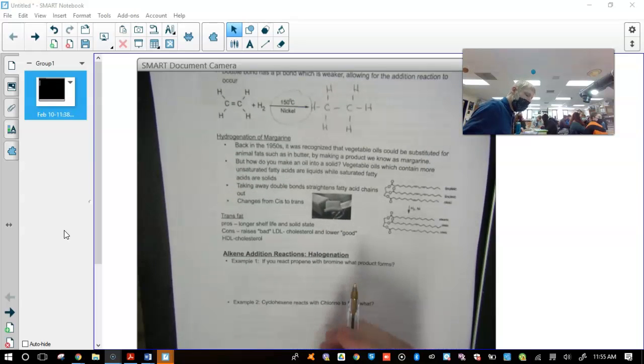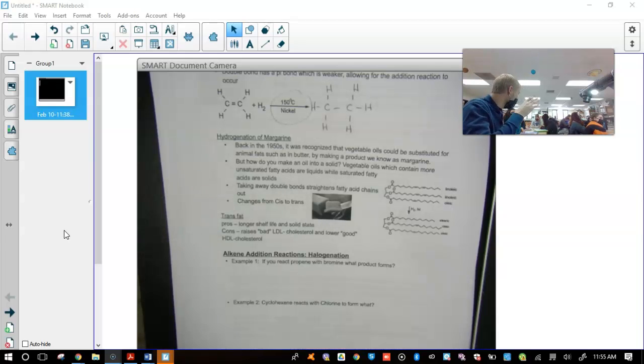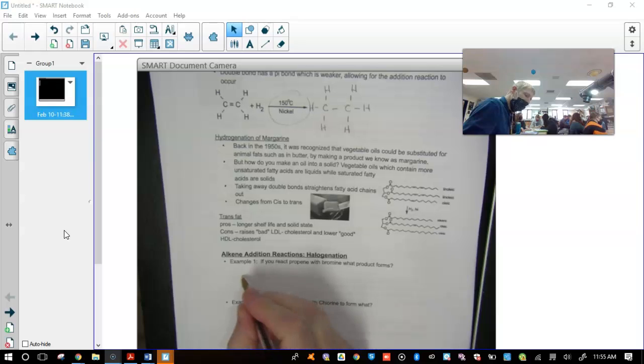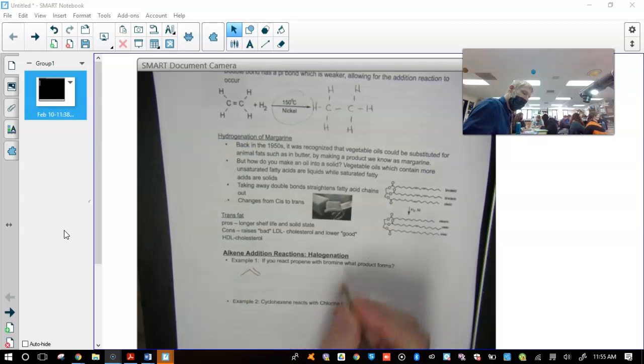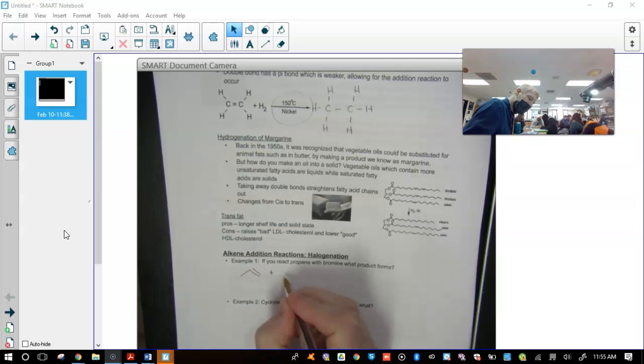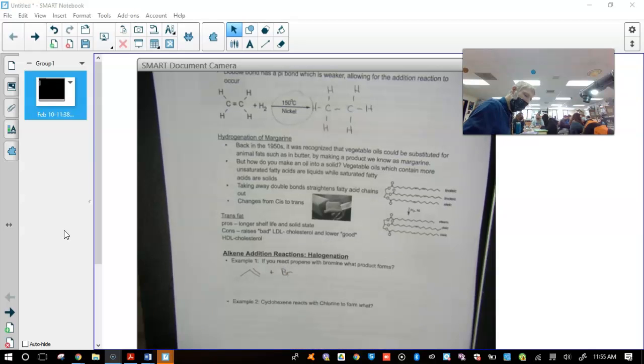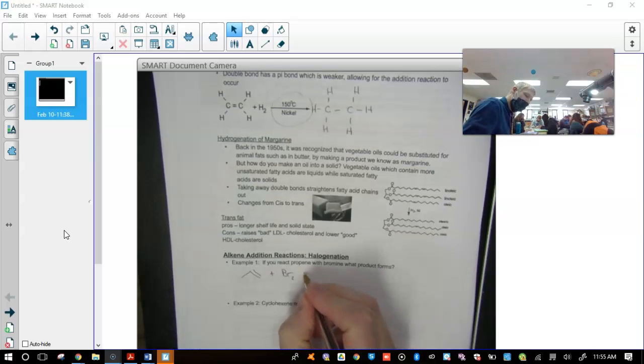All right. Alkene addition reactions, halogenation. This is similar to hydrogenation, only instead of a hydrogen, it's a halogen that's being added. So we've got propene, which looks like this, and we're adding bromine. What product forms? And it's Br2 because it's a diatomic element.